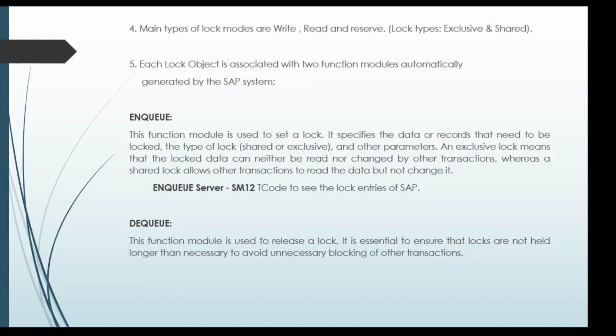After that, the DQ function module is used to release a lock. It is essential to ensure that locks are not held longer than necessary to avoid unnecessary blocking of other transactions. The DQ function releases the lock when the first user releases the object. The DQ function module is automatically executed and it releases the object for the future use of other users.